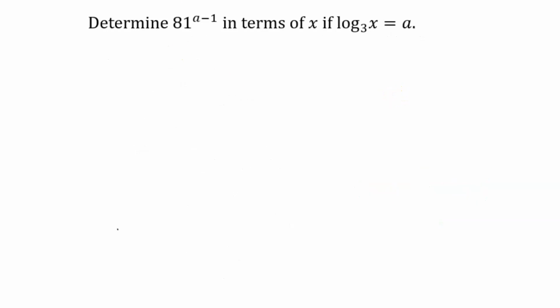So here we need to determine the value of 81 raised to the power of a minus 1, and the answer needs to be expressed in terms of x. We are given log of x to the base 3 equals a. So let's begin with the logarithm. We have log of x to the base 3, and this value equals a. That means x equals 3 raised to the power of a. Let's label this as equation number 1.